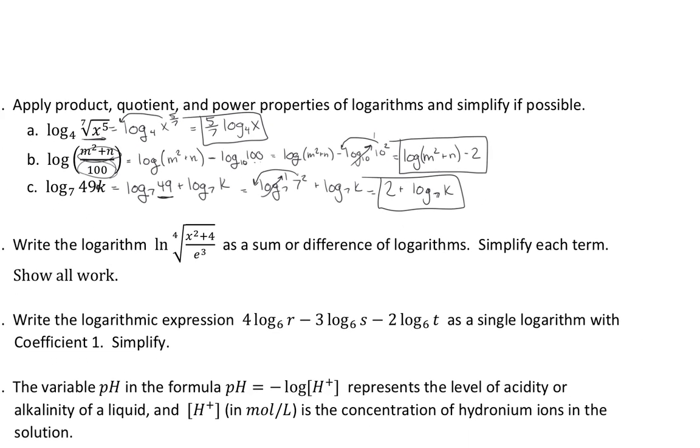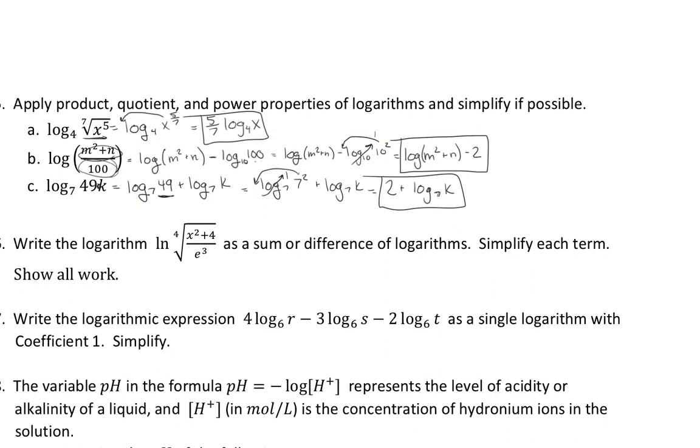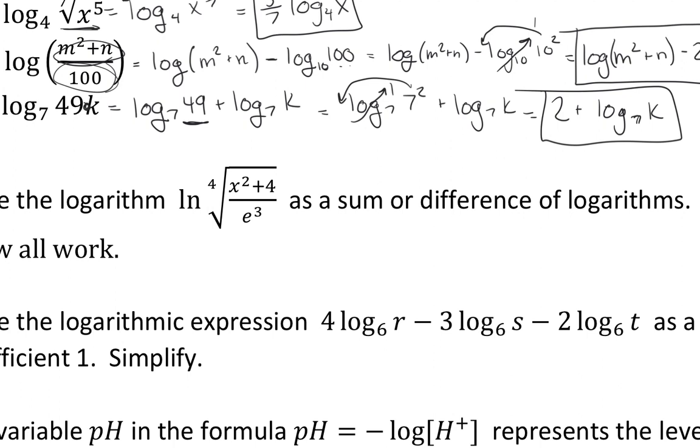Right, so number 26, write the logarithm ln of that as a sum or difference of logarithms, simplify each term. So the first thing we do is we have this fourth root here. So that's going to have everything to the fourth. So we're going to drop that in front. So this is going to be 1/4 ln of x squared plus y over e to the 3. And now we have this division here. So we are going to expand that.